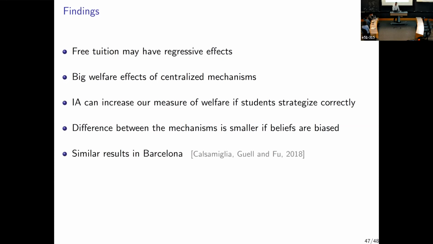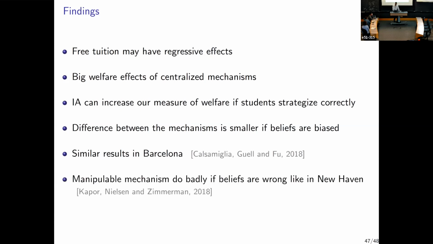But moreover, there are similar results that people have found in Barcelona. There's a paper by Calsamiglia, Fu, and Güell, and they find similar results in the context of Barcelona. But there is another paper by Kapor, Neilson, and Zimmerman. They say, look, in a mechanism where people have wrong beliefs and they strategize incorrectly, so they make mistakes strategizing, actually immediate acceptance can do very badly. They go and ask people about their expectations, and if you take what they report at face value, they are making mistakes when making reports.